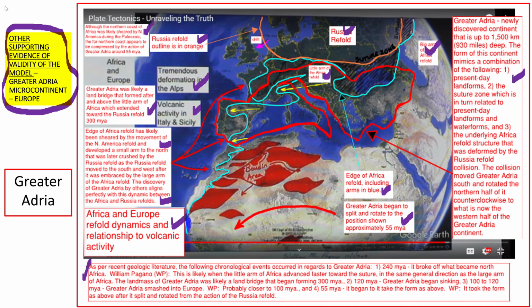That's what I was just saying. 2, 120 million years ago, Greater Adria began sinking. I think that was more like, that's what I kind of discovered later here, or what I think.